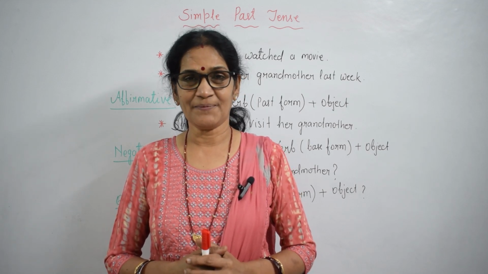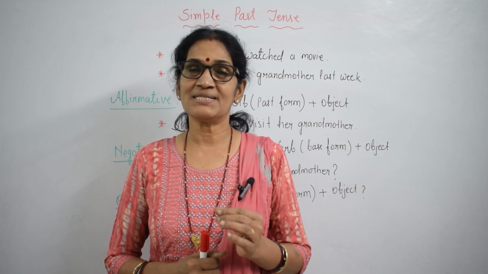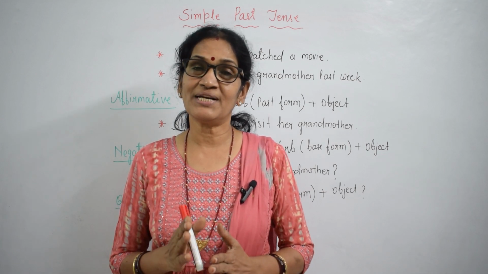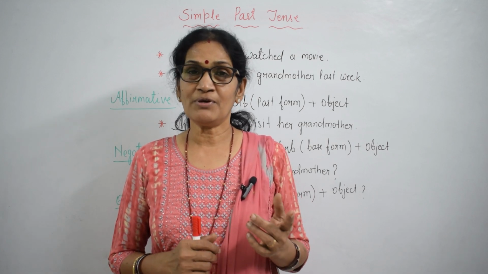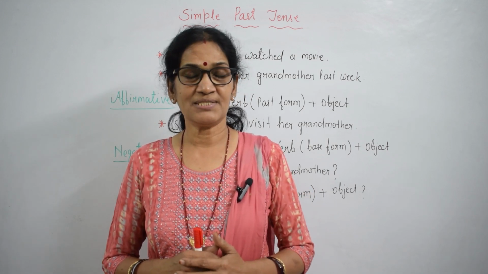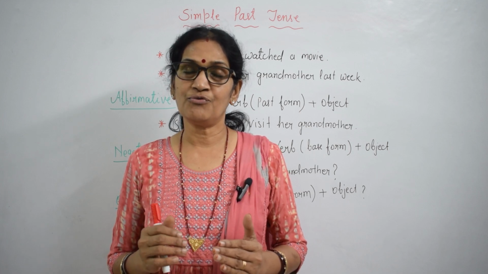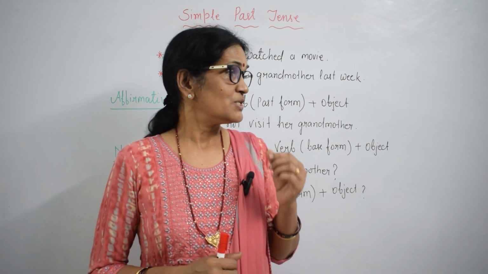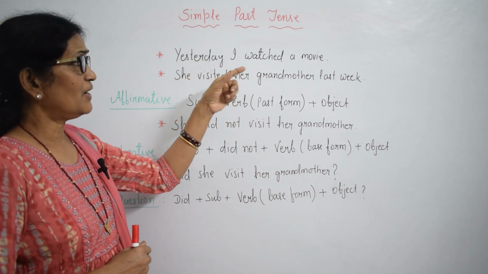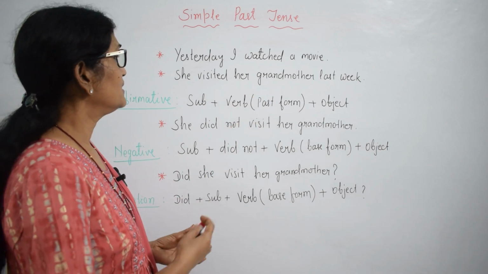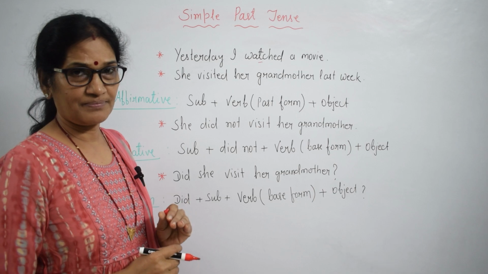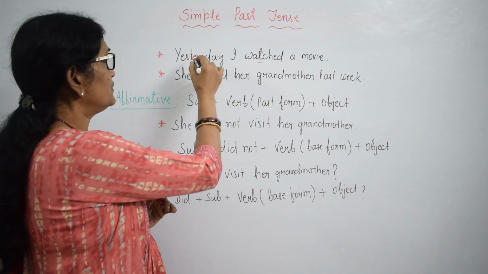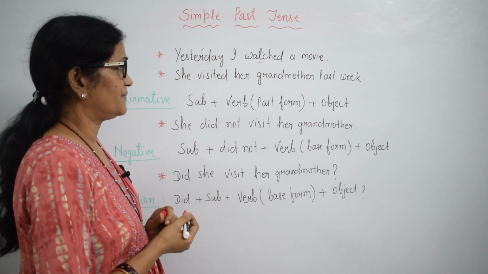Today we are learning about the simple past tense, one of the most important tenses in English. It is used to talk about actions that happened in the past and are now finished. Okay, so yesterday I watched a movie. Here, the verb watched is used in the past form of a verb, V2, with the time marker yesterday.